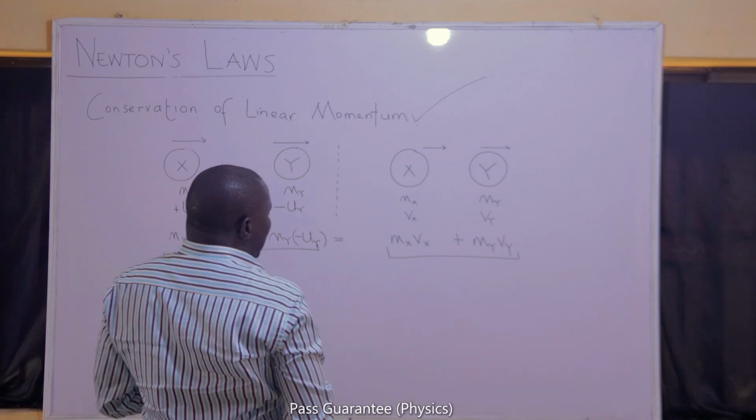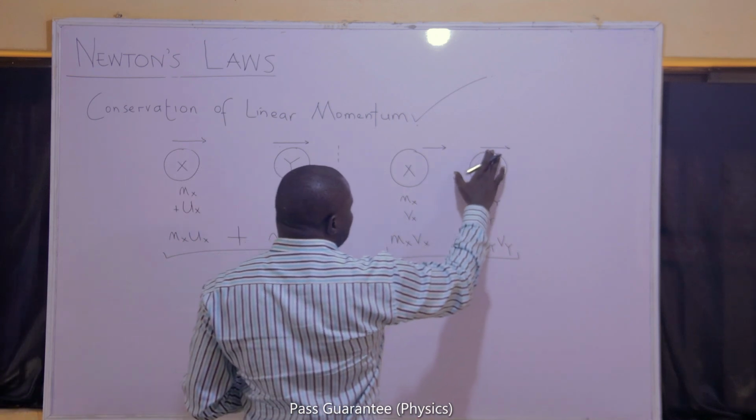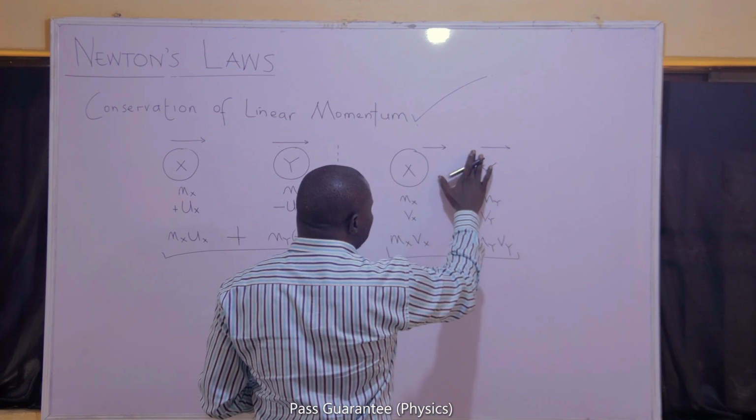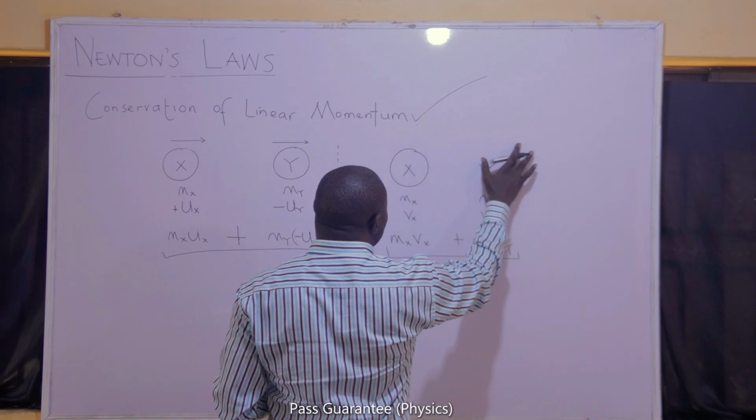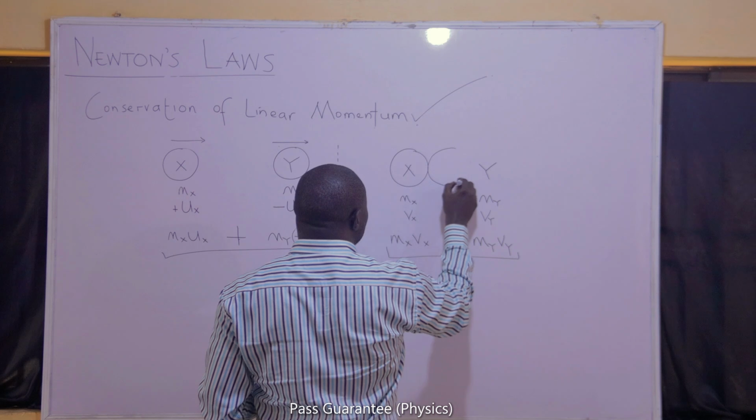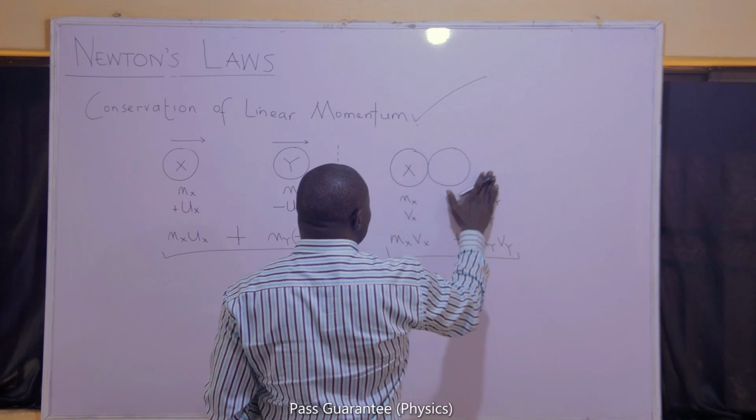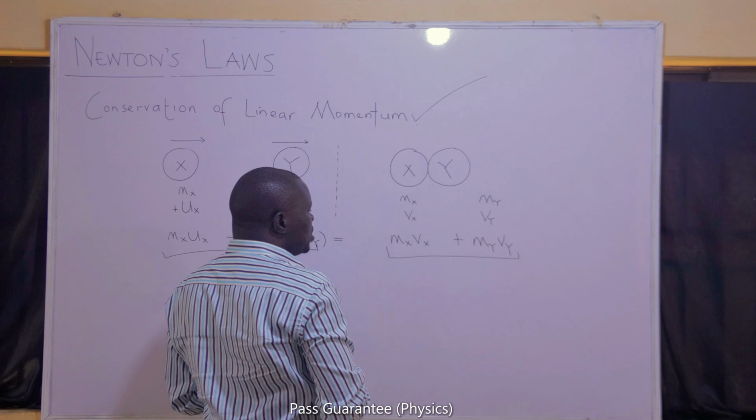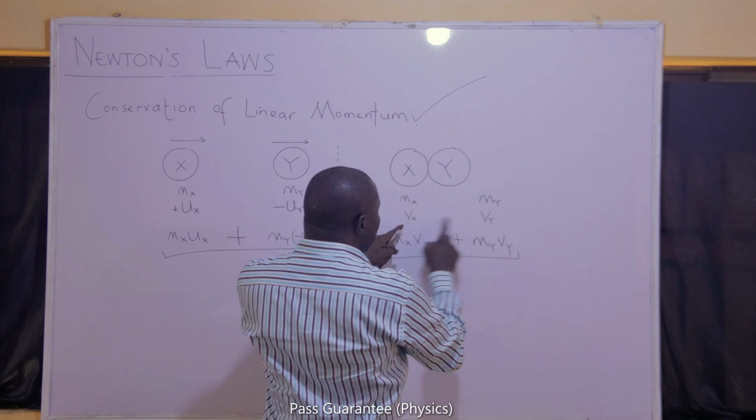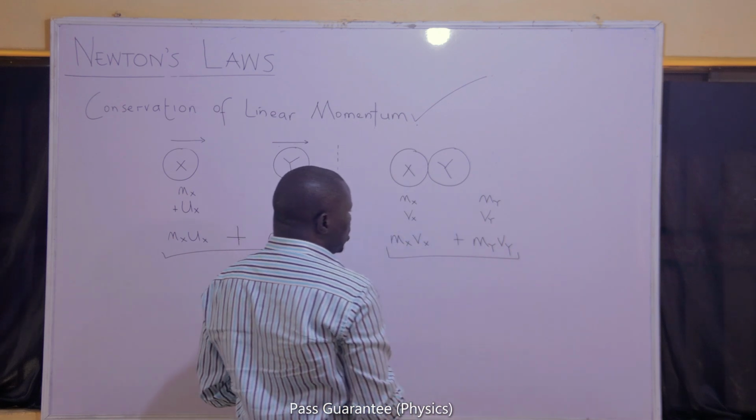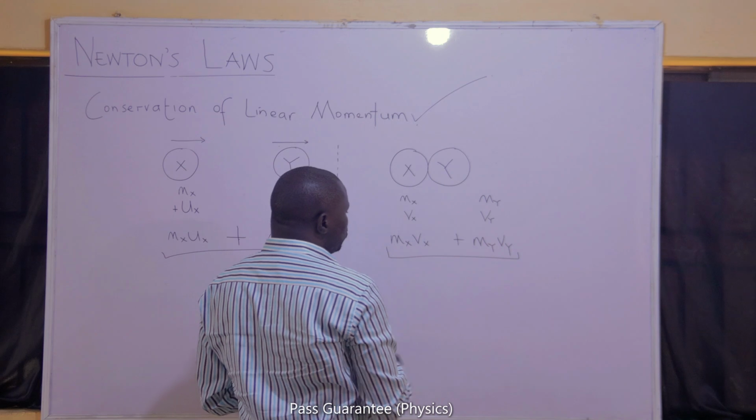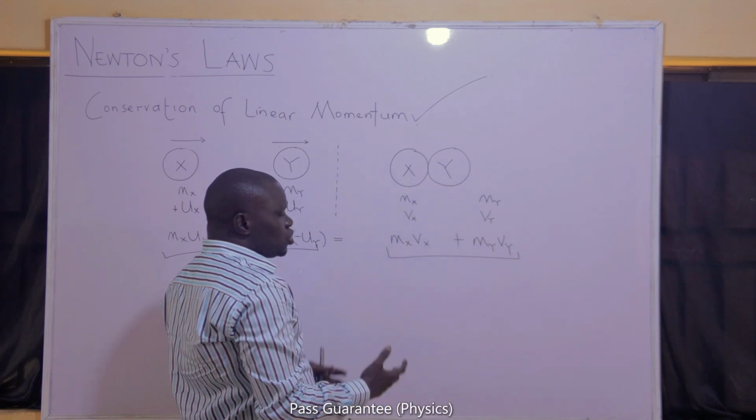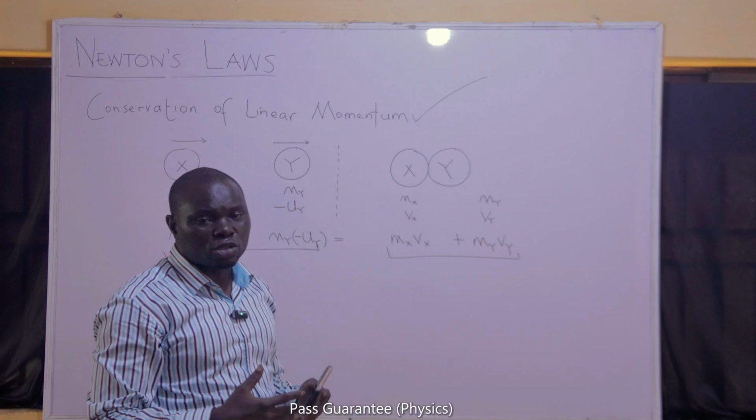And we will now be told that the two of them coalesce after collision. Coalesce means they join together after collision. If they join together after collision, it means they will now have the same velocity after collision. There is no need for me to put Vx and Vy. Since they are joined together, two objects once joined together must move with the same velocity.